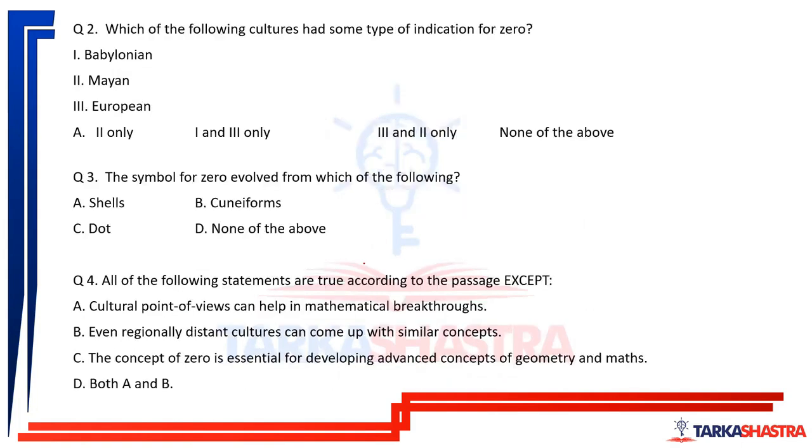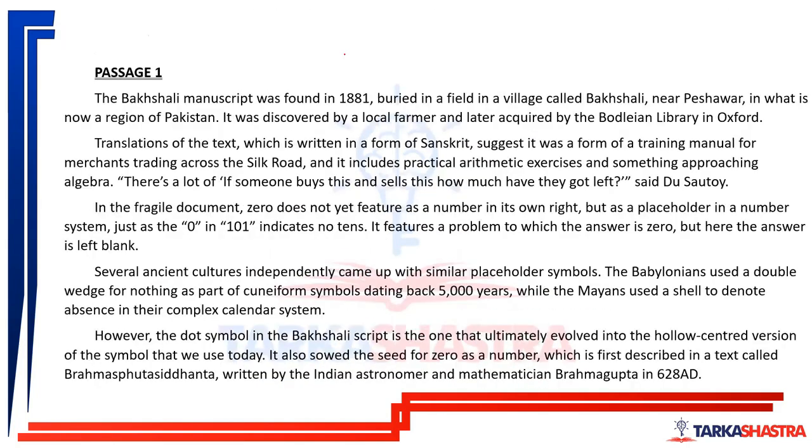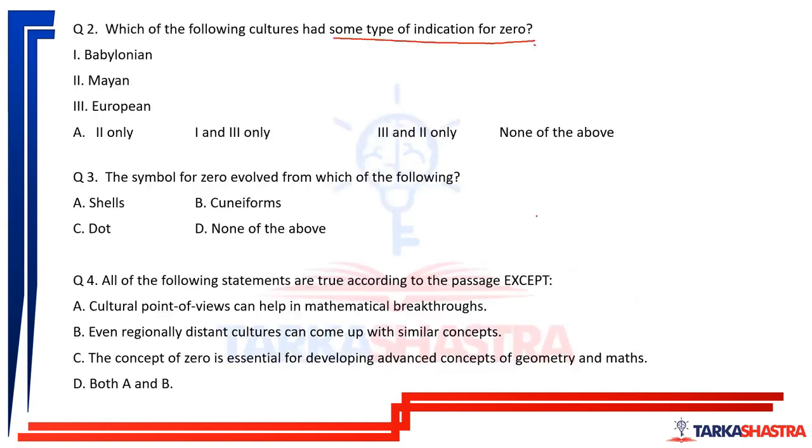Let's take a look at question number 2. Which of the following cultures had some type of indication for zero? If we take a look at the options here, you find the answer. Several ancient cultures had similar placeholders. Placeholders as in they may not have the exact symbol for zero, but they were using something to denote a zero. Okay, so Babylonians used a double wedge and Mayans used a shell. So Babylonians and Mayans definitely had some indications.